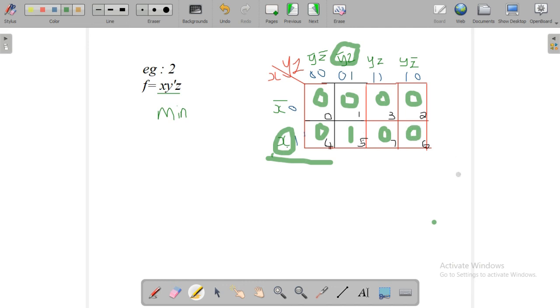So I hope everyone understood how to map the values in a K-map. Only 2 examples we have discussed here. Some more examples we will do in the next video class.